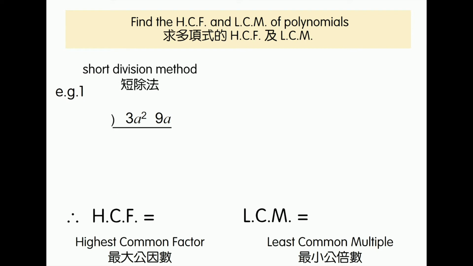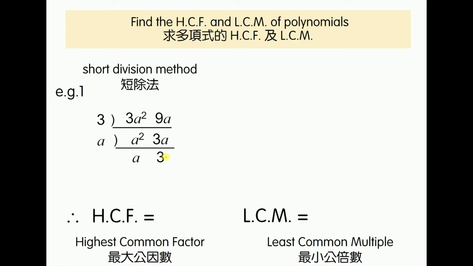The common factor between these two terms is 3. Dividing by 3, we have a squared and 3a. At this stage, a is their common factor, so we continue to divide. A squared is a times a. Removing a, we are left with a. 3 times a, there is only one a, so by taking it away, there is only the 3 left.